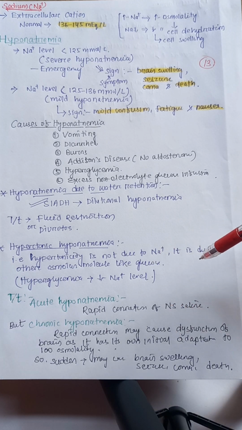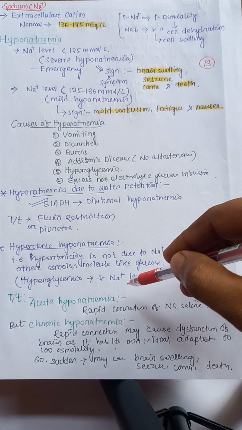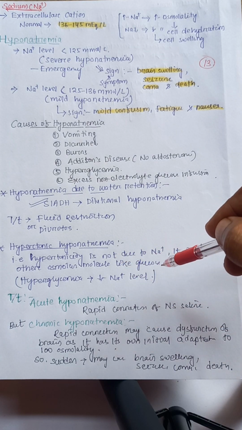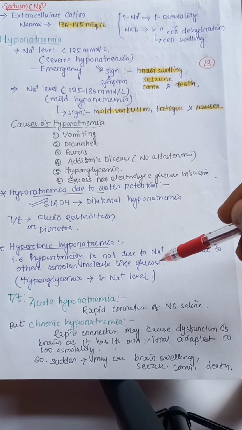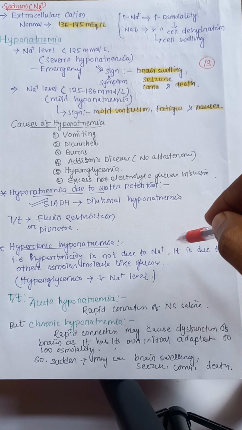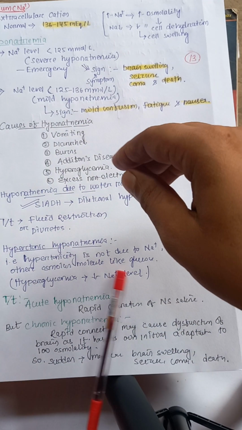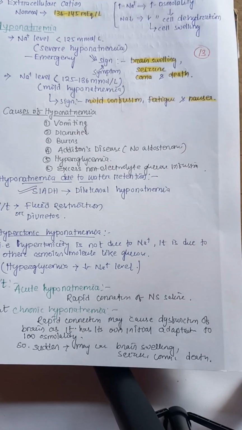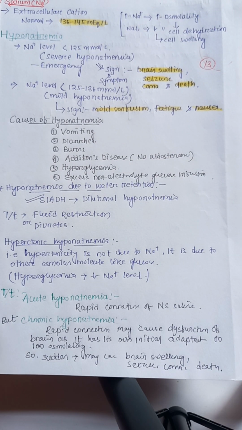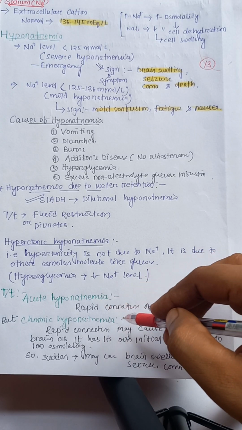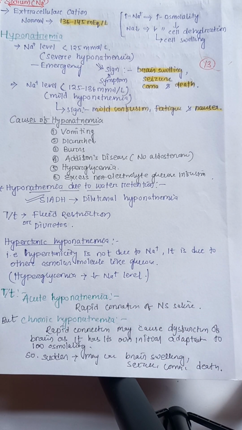And hypertonic hyponatremia, that means what? Tonicity is mainly determined by sodium, but here glucose is responsible for tonicity. Hyperglycemia is present, and there is hypertonic hyponatremia, that is, sodium is not as much as it should be, but glucose is high. This is called hypertonic hyponatremia.